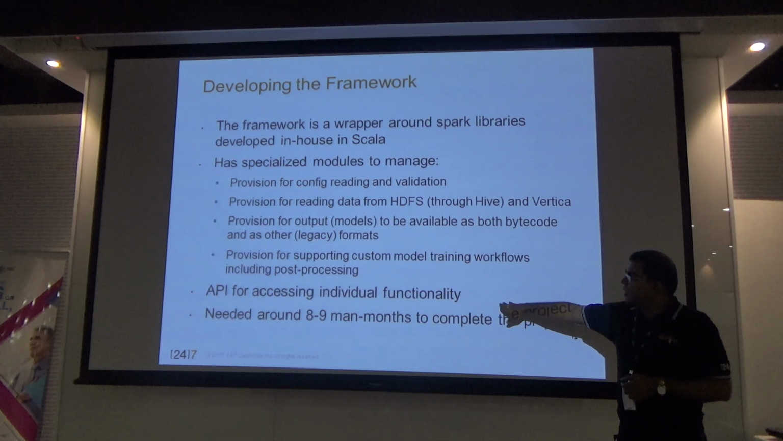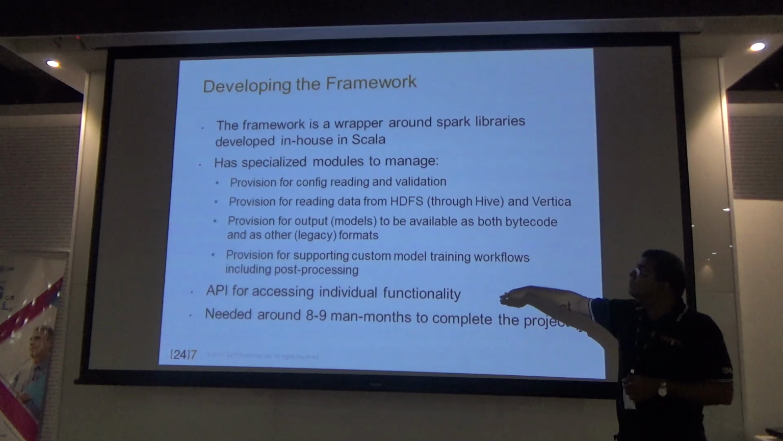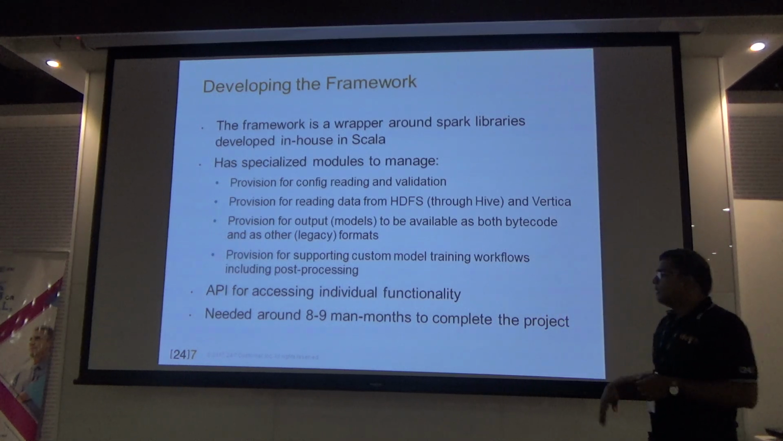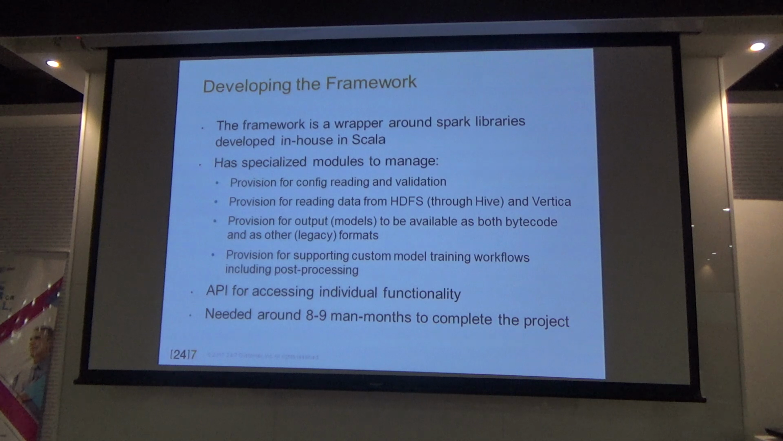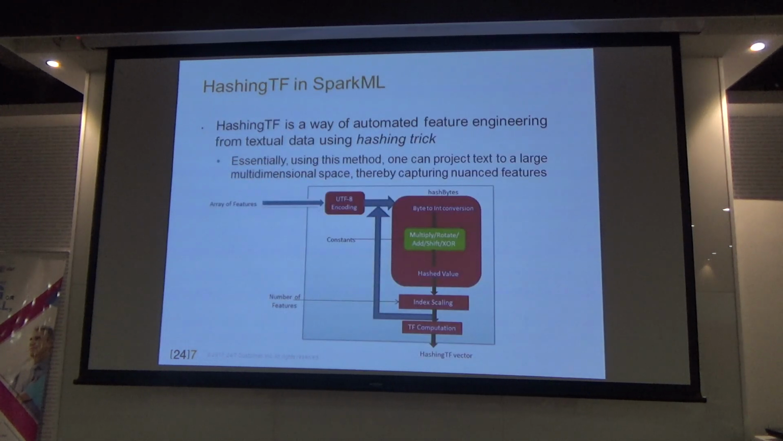And there we also have done some APIs for accessing the individual functionality of this platform. It needed around 8 to 9 man months to complete the project. This project is never really complete, but it's at a stage where it can be used. So one question is, what are the legacy formats you support? Right, we'll come to that.